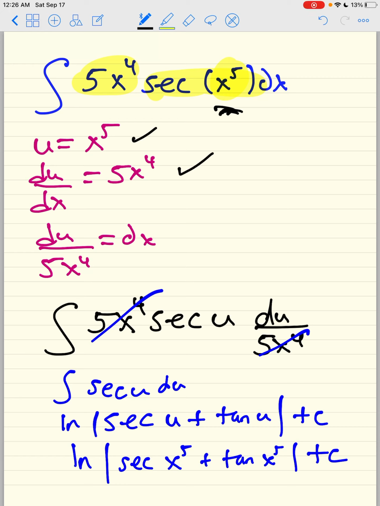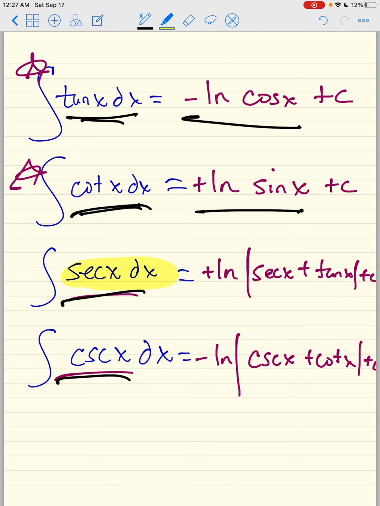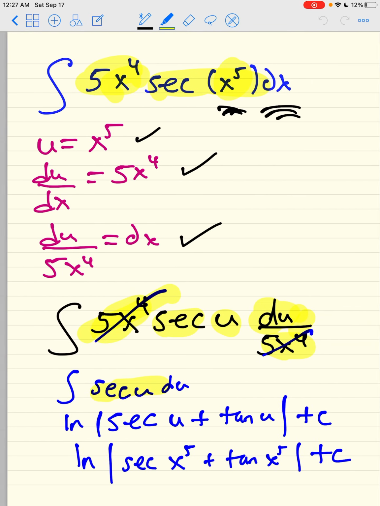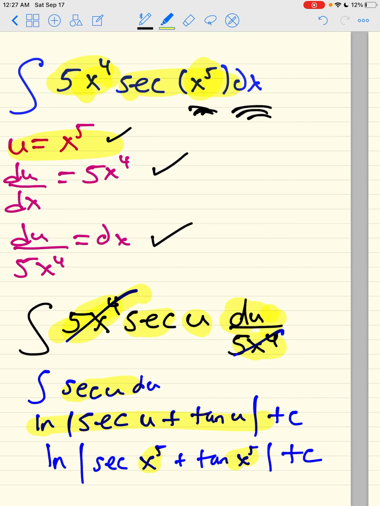We're going to take the derivative, and then solve for dx. We rewrite it in order: 5x to the fourth, secant u, du over 5x, because that's what dx is. Once these cancel out, you're left with secant u. What's the integral of secant u? Secant u is a special one: natural log of secant x plus tan x plus c. Then all I have to do is put back the x to the fifth for the u's, and then you're finished.